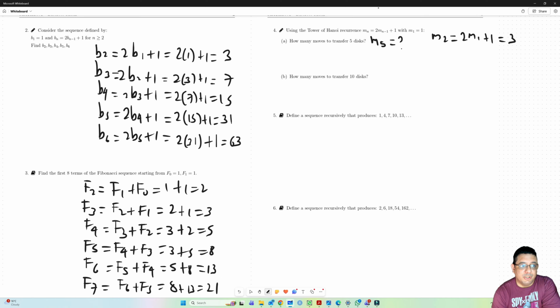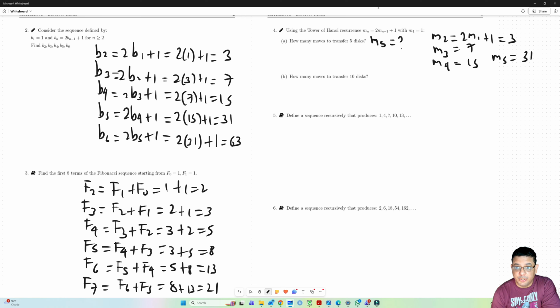So notice that that's pretty much the same sequence that we have over here. This is exactly the same sequence with the Tower of Hanoi. We just want to get to 5. So if we follow this pattern that we used here, M3 was 7, M4 was 15, and M5 was going to be 31. It's just that now it has the meaning of the Tower of Hanoi and transferring the disks.